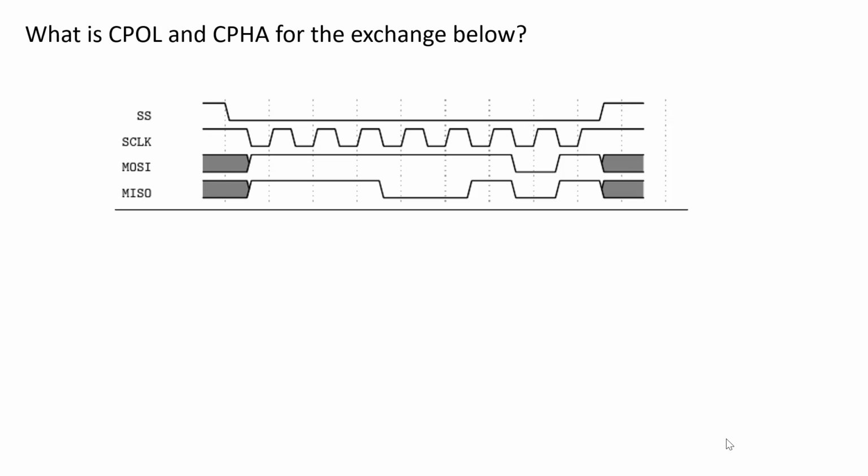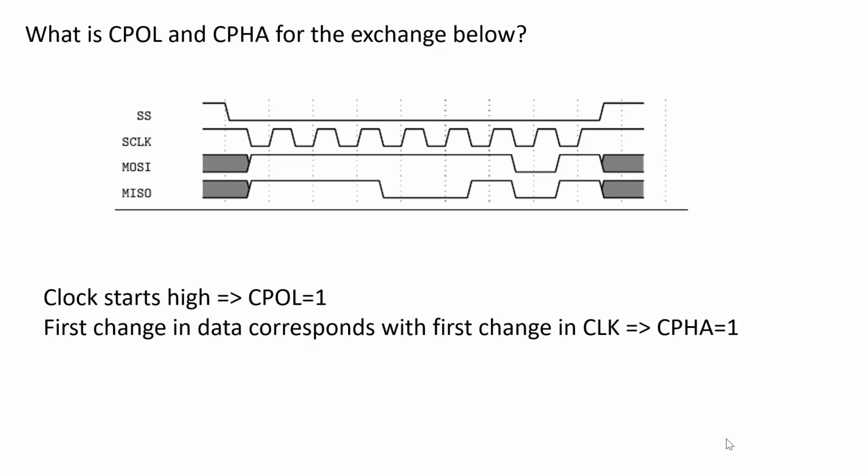What is CPOL and CPHA for the exchange below? CPOL is easy. It's 1 because clock starts out high. And to figure out CPHA, you have to look at the data versus the clock. So with CPHA, if the data and the clock change at the same time, CPHA is 1. Right? Make sense? If the data gets a head start on the clock, then CPHA is 0. You just have to remember that.